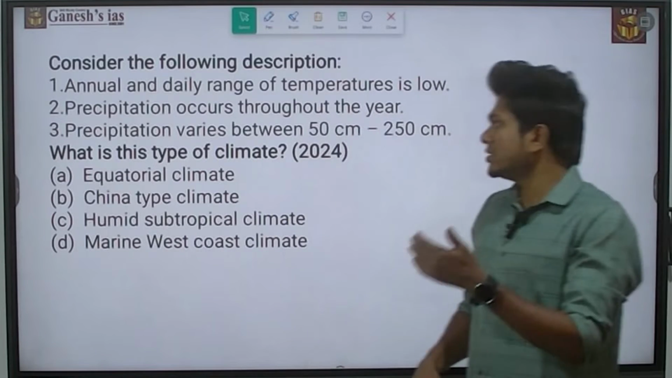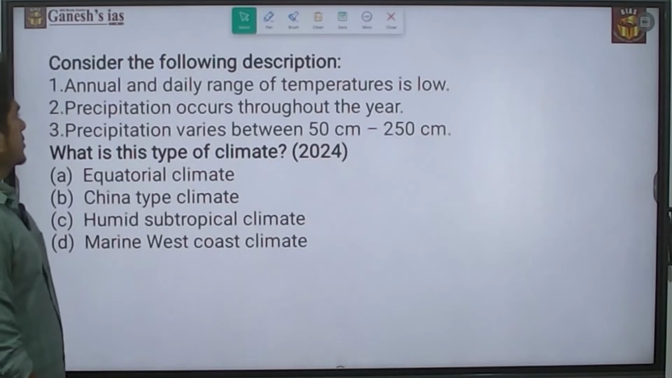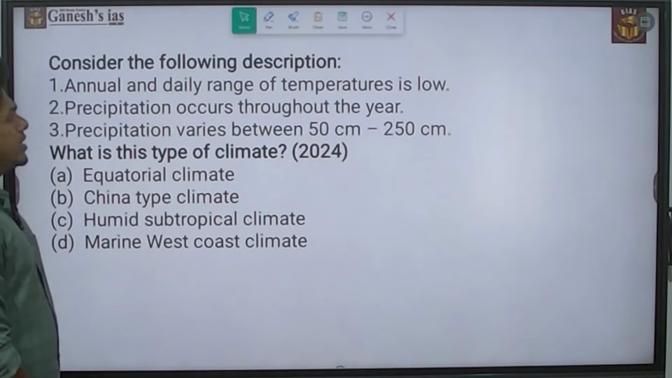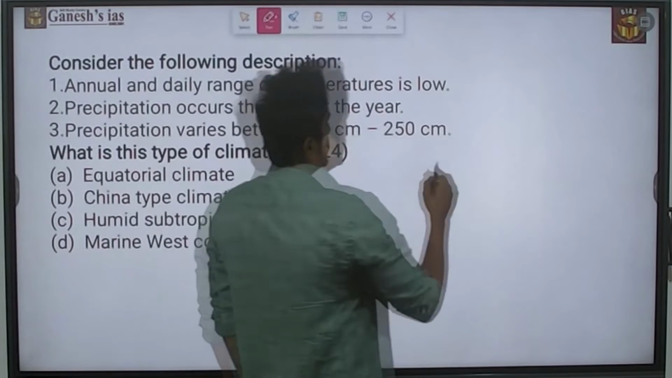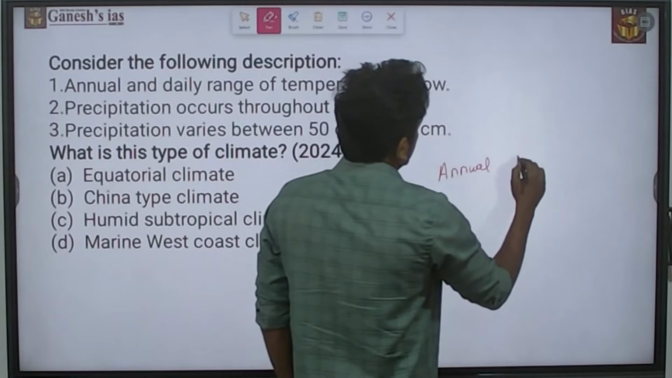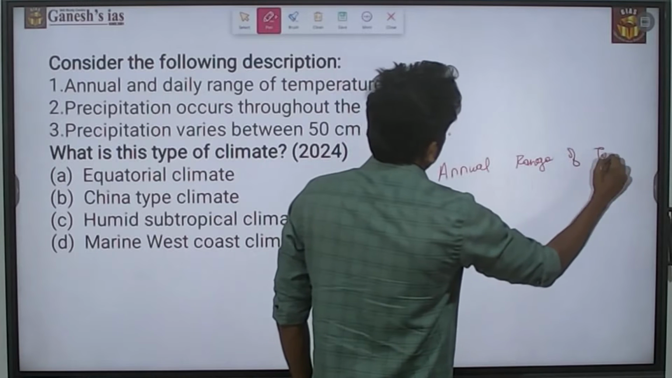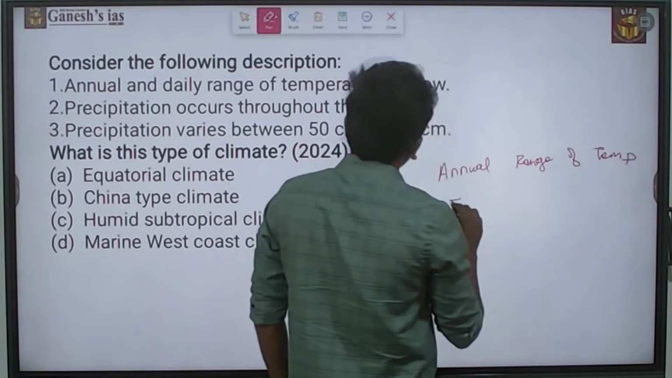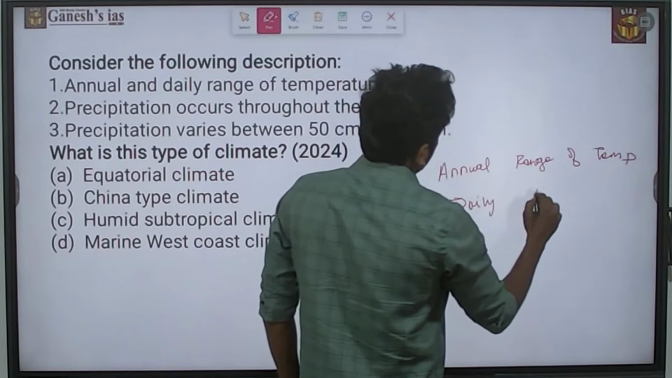Okay, so let's begin with this question. Consider the following description. Annual and daily range of temperature is low. First of all, what is the annual range of temperature and the daily range of temperature?